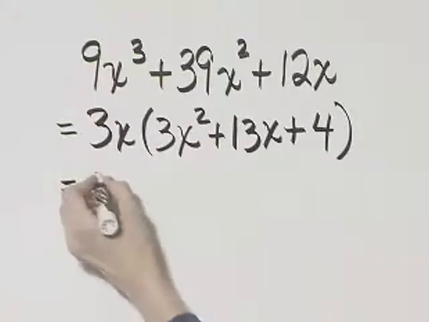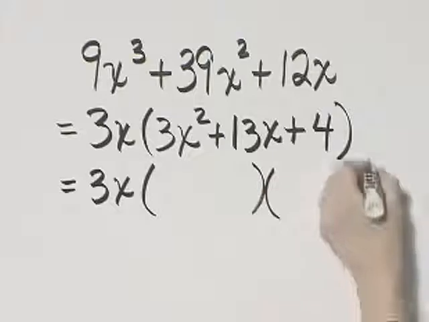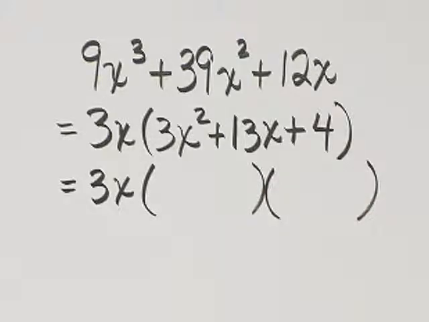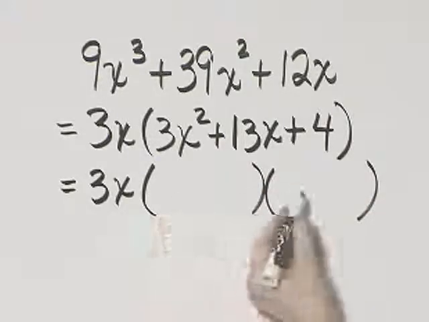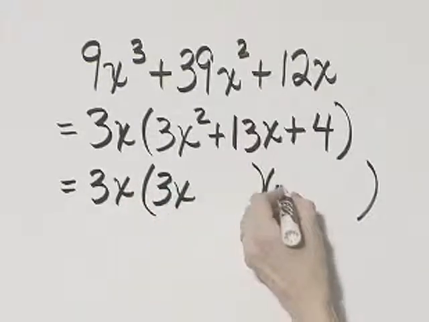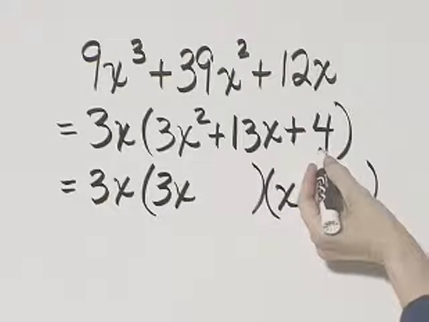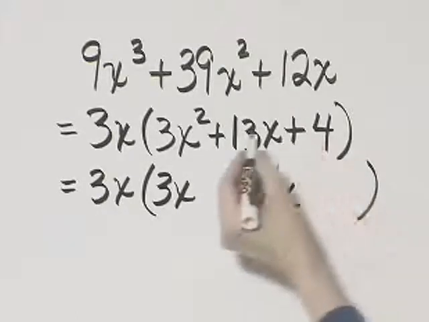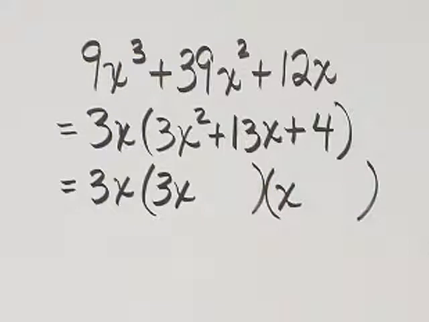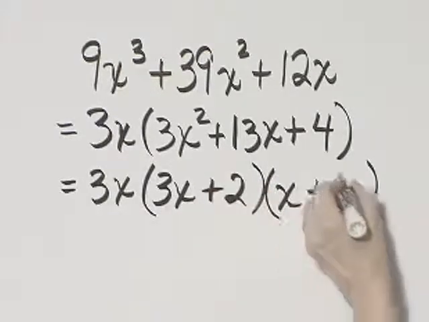And now I'll rewrite my 3x and I'll draw two sets of parentheses. I will be factoring by trial and error here. What times what will give me 3x squared? That's 3x and x. Now I'm looking for factors of positive 4 to try, and I want that middle term of 13x. I can try 2 and 2.